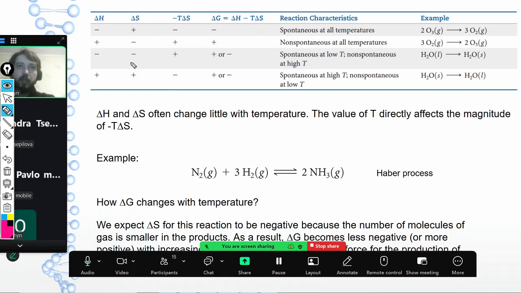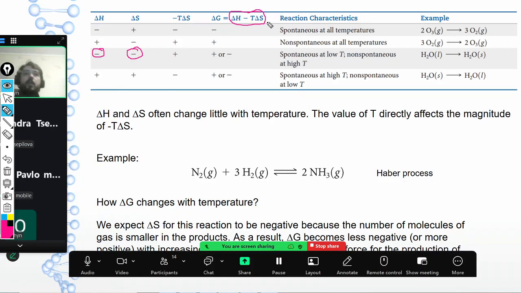Now the more interesting cases. For example, we have delta H minus and delta S minus. In this case, you multiply that by temperature, you still get a negative number. But with the minus sign, it becomes positive. So now here, in this equation, this is basically a tug of war. The sign of delta G will depend on whether delta H is so negative that everything goes down to the minus, or T delta S is so positive that it gets you up.